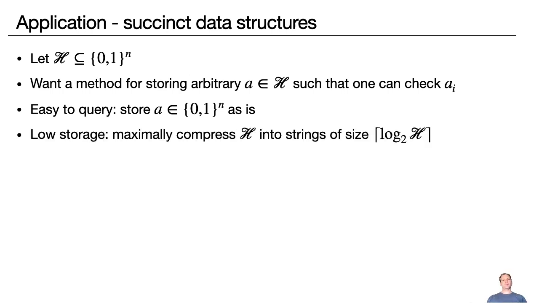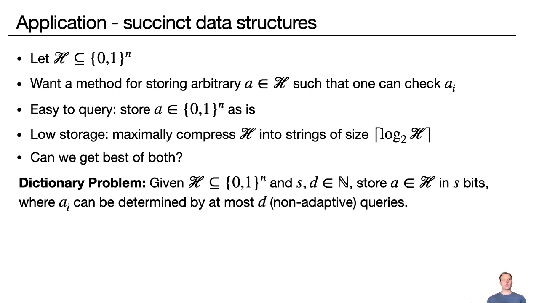So alternatively, I can compress our family down to the information theoretic minimum, and this is now very efficiently stored. But if I want to learn the value of a_i, well, at least naively, I'd have to read the entire string. And so this area of succinct data structures asks about getting the best of both. We want to store things efficiently while still making them easy to query.